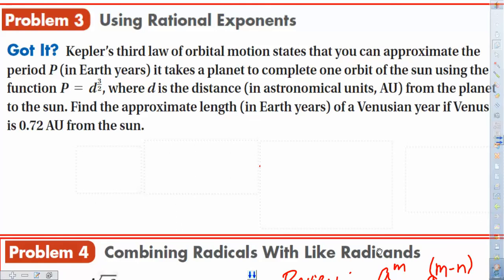According to Mr. Kepler, kind of a smart dude, you can approximate the period P, in Earth years, it takes a planet to complete one orbit of the Sun using the function P equals d raised to the 3/2 power, where d is the distance in astronomical units, also known as AUs, from the planet to the Sun. So find the approximate length in Earth years of a Venusian year.